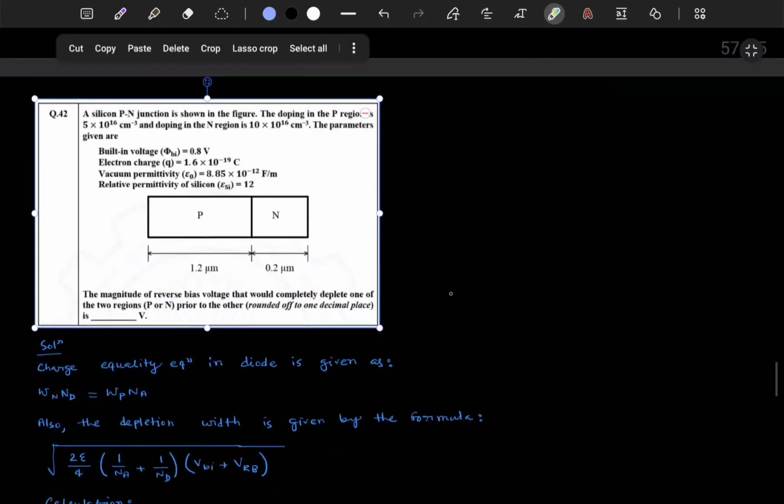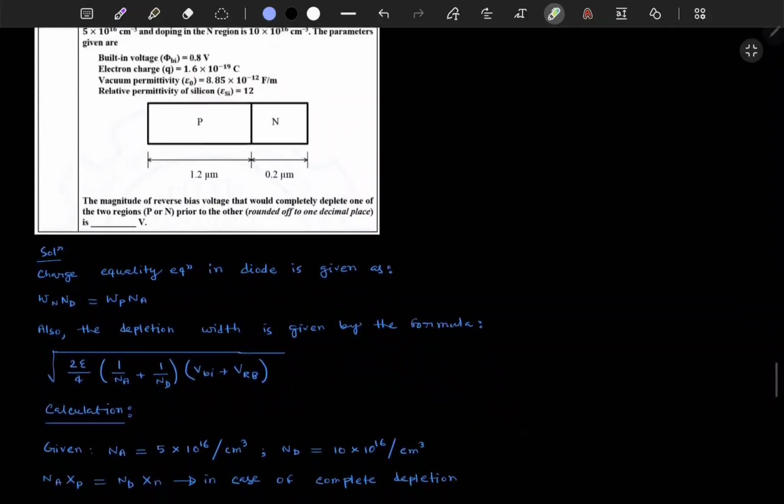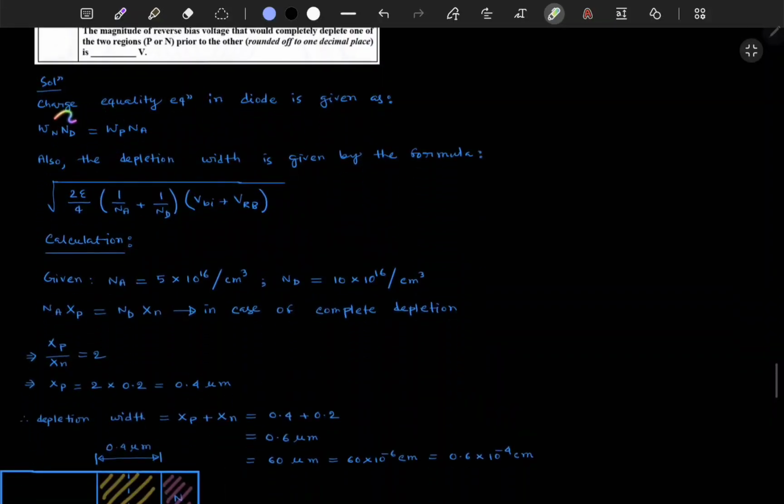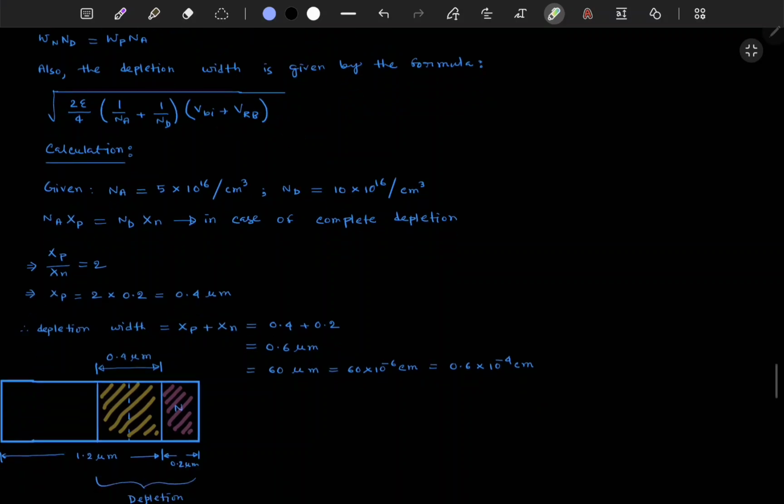Now, a silicon p-n junction is shown in the figure. The doping in the p region is this one, and the doping in the n region is this one. The parameters given are built-in voltage, electron charge, vacuum permittivity, and relative permittivity. So the charge equation in a diode is given as Wn Nd equal to Wp Na. Also the depletion width is given by the formula root under 2ε/q into (1/Na + 1/Nd) into (Vbi + Vrb).